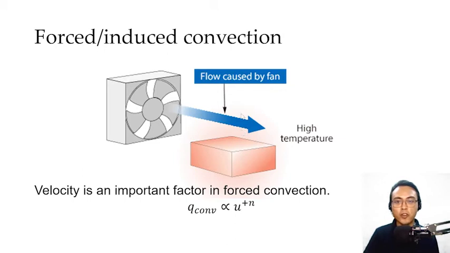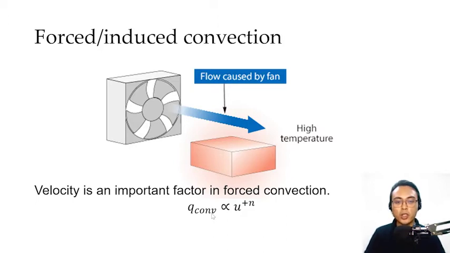The rule of thumb for forced convection is that the heat transfer via convection is directly proportional to the velocity of the fluid raised to a positive integer n. At the very least, n could be positive 1, which means that the rate of heat transfer via convection is linearly proportional to the velocity of the fluid. So the faster the flow of the fluid, the higher the rates of heat transfer due to convection will be. Okay? That is our mantra for forced convection.